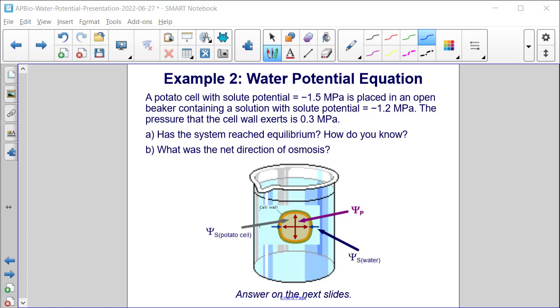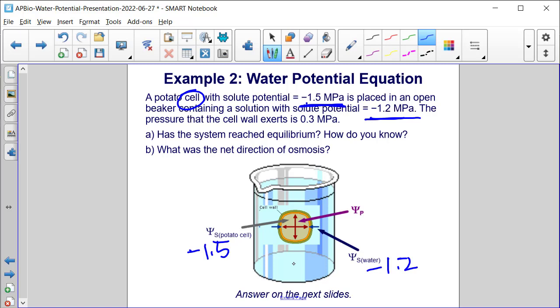So I want to label what's going on here. So first of all, the solute potential of the cell is minus 1.5 megapascals. I'm going to leave units off here just for simplicity, but we'll see them on the next slide. The beaker is open and has a solute potential of minus 1.2 megapascals. Now, if all we cared about was the solute potential based on the amount of dissolved solute, we could look at this and say there's greater solute potential on one side than the other, so this is the direction that the water will flow.